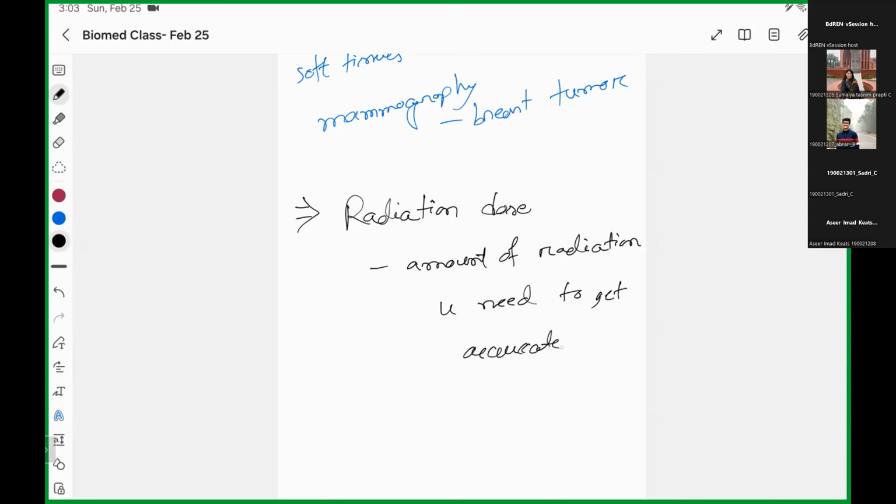If you have done X-ray, you don't perform this X-ray frequently. There is a limitation on how long and how frequently you can do it. I'll show you a little bit later. So radiation dose is how much radiation you at least need to get an accurate image. Otherwise the image will not be formed.